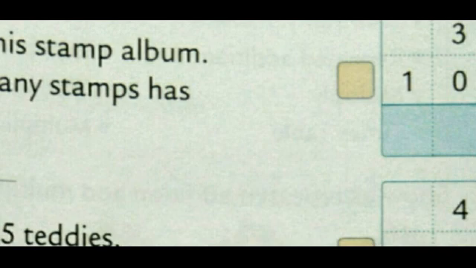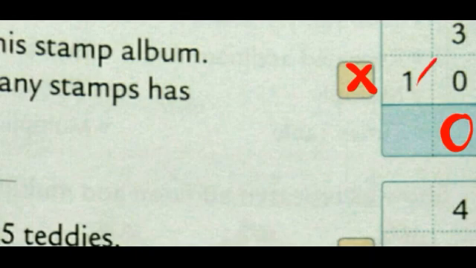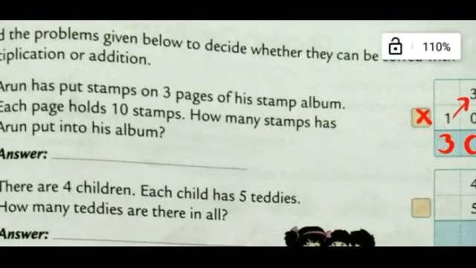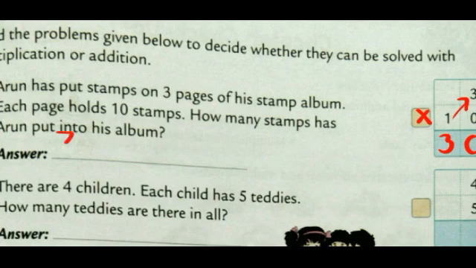First we will put the sign of multiply here. Now 3 zeros are, or 0 threes are, 0, because when we multiply any number with 0, we will get the answer 0 only. And now we have to multiply 1 with 3. 1 three is 3. So that means total, how many stamps has Arun put into his album? 30 stamps.